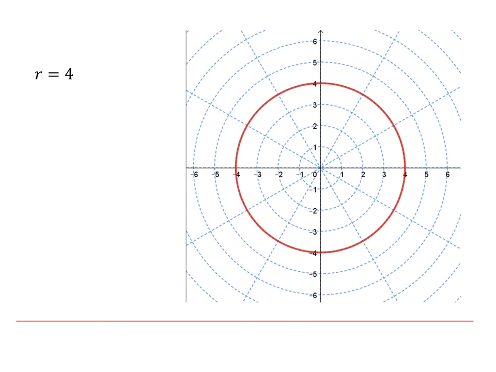So for different values of r then, all that would happen is that the radius of that circle increases or decreases.